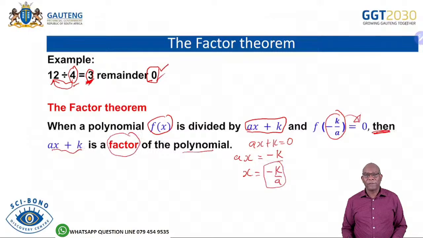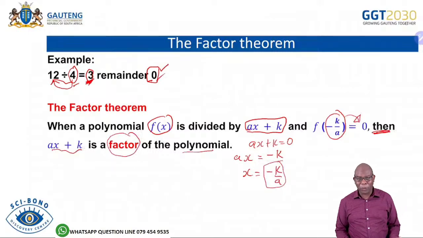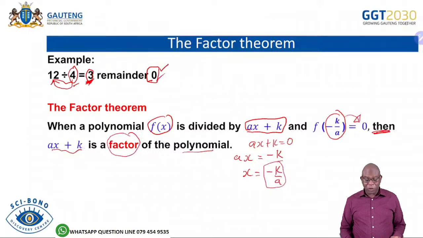Simple and straightforward. So meaning that if I've got a divisor, and that divisor divides the dividend, which is that polynomial, and I get a remainder of 0, it means that that divisor is a factor. That is the factor theorem.